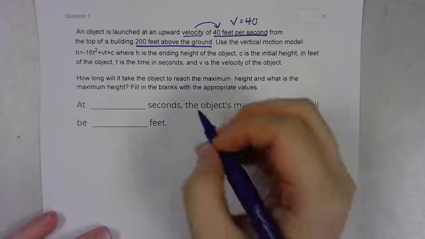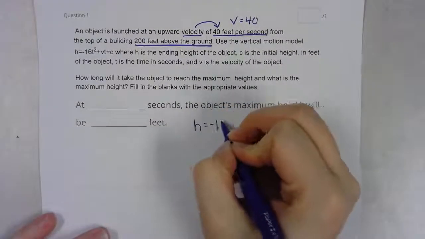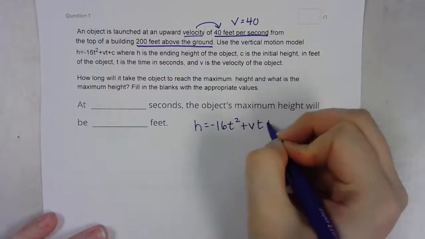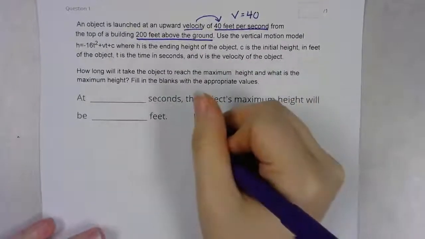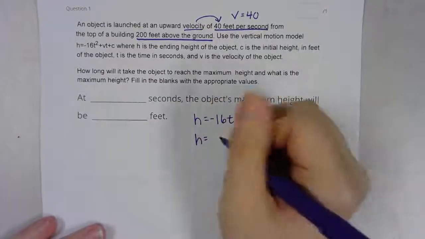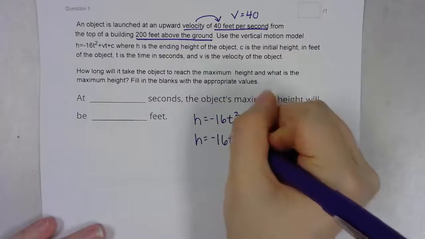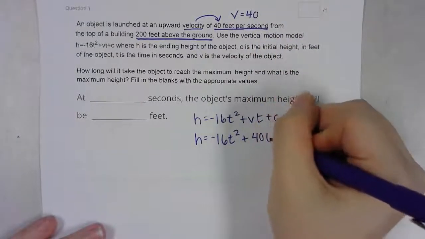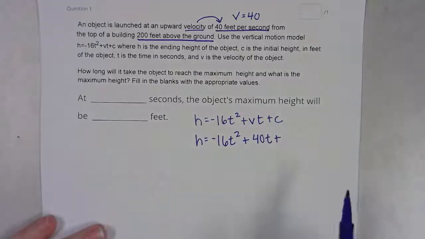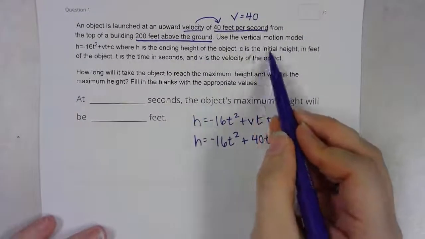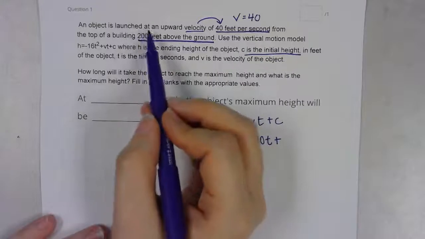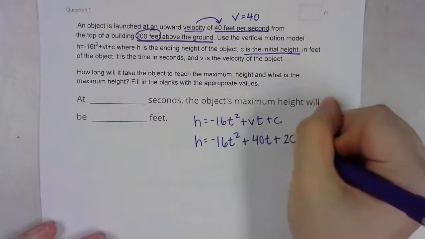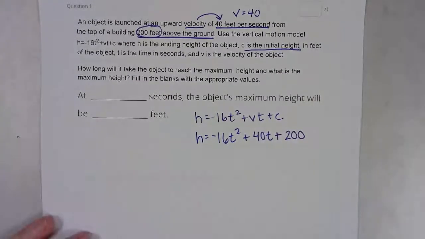So we've been given a function, h equals negative 16t squared plus vt plus c. When we fill this in, I'm left with negative 16t squared plus, we just said v was 40, 40t plus, it also tells us up here that c is the initial height. So the initial height would be how tall the building is, which in this case would be 200. So now we have our function, we can use it.